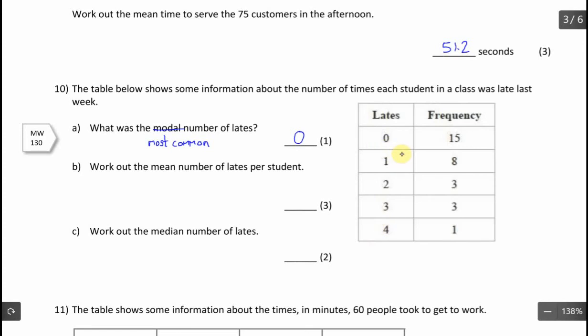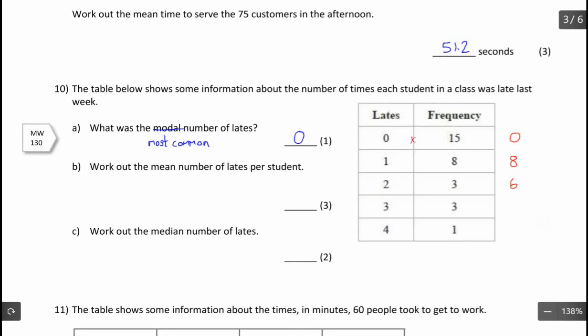Okay. What we instead need to do is say that 15 people were late 0 times. So that is 0 lates. 8 people were late once. So that is 8 lates right there. 3 people were late twice. So that is 6 lates altogether.